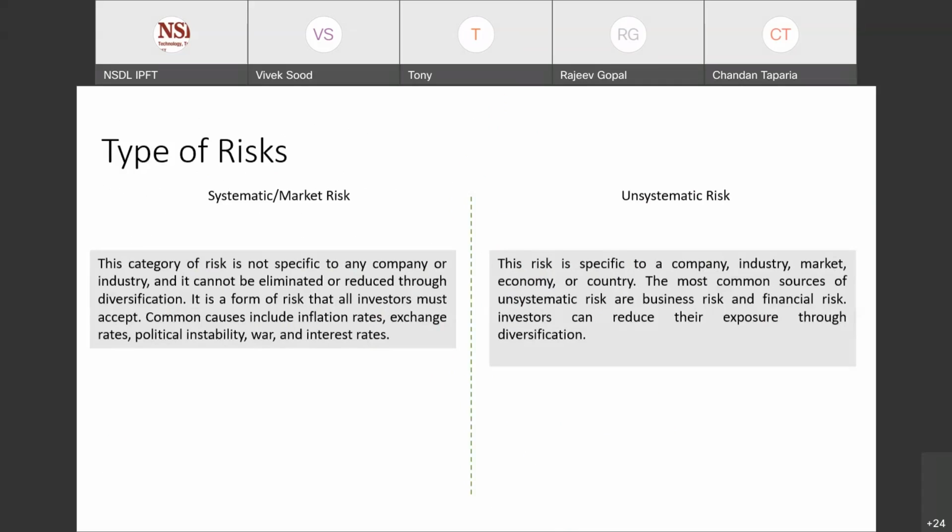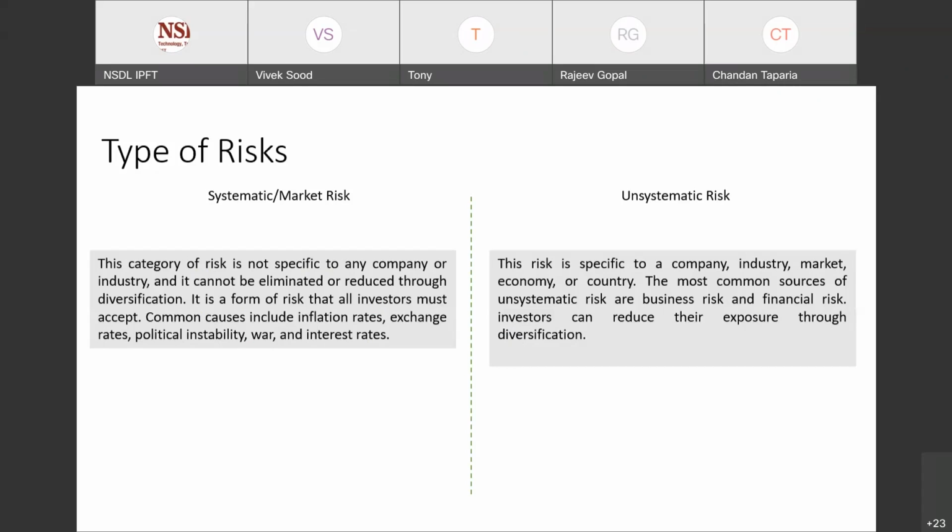Systematic risk is not specific to any company or industry. It cannot be eliminated or reduced through diversification. But unsystematic risk is specific to the company or industry and can be reduced by taking diversification exposure. Let's say you are investing in a particular company, and interest rates or war or exchange rates are changing. There is a concern, you cannot avoid that. But if the company is not performing, you can mitigate your risk by taking some exposure to another company.